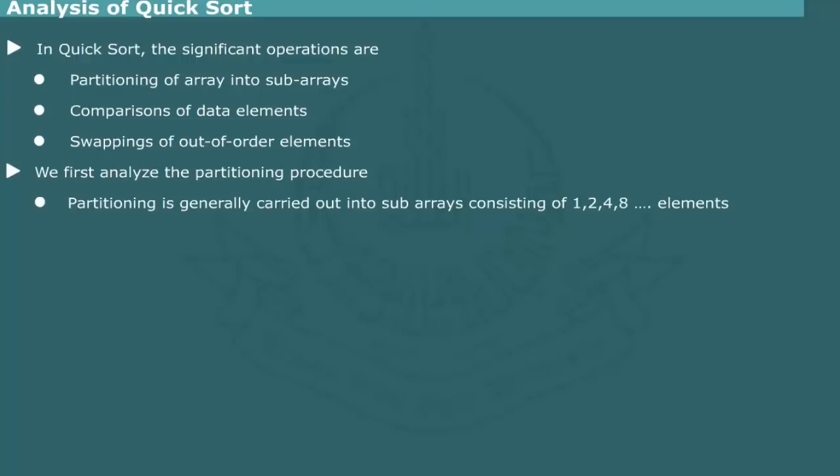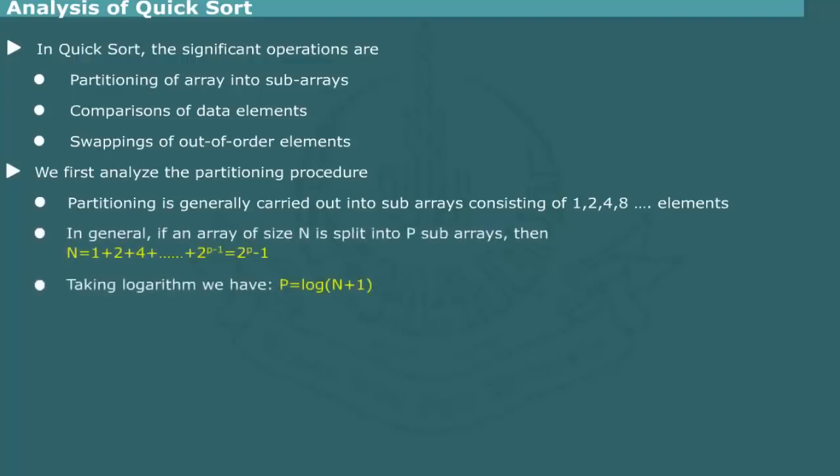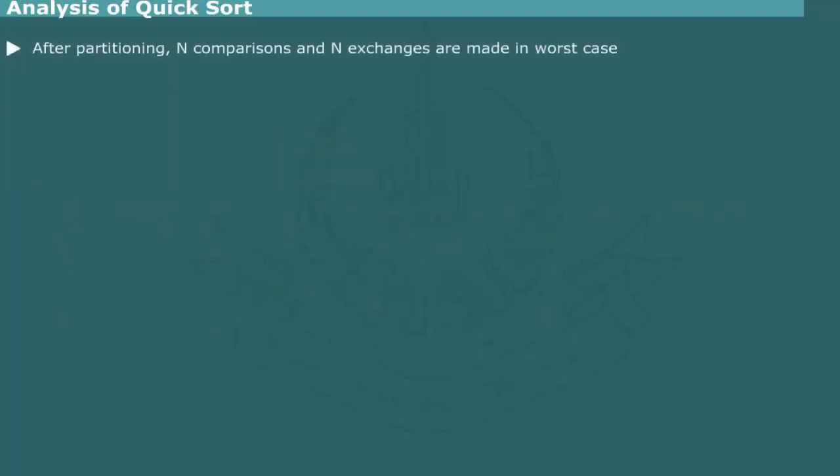We have seen that at each recursive call, the array is split into two sub-arrays of nearly equal size. Thus, if we have an array of 7 elements, it will be split into 3 sub-arrays of sizes 1, 2, 4, because 1 plus 2 plus 4 is equal to 7. Generally, we can say that an array of size n can be split into at most log n plus 1 partitions. After partitioning of an array, we perform n comparisons and n exchanges in worst case.